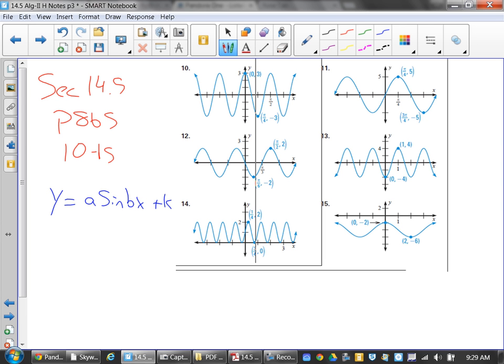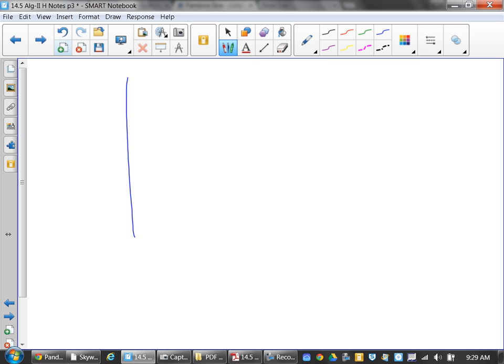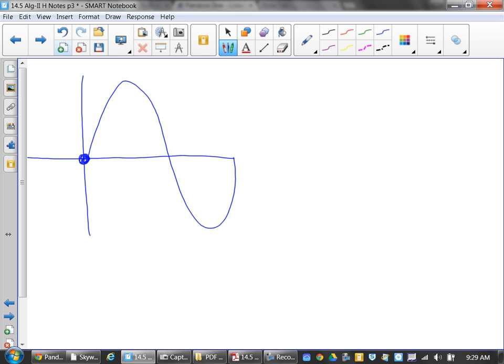Remember, a sine graph starts somewhere and it either goes up and then down, or it goes down and then up.